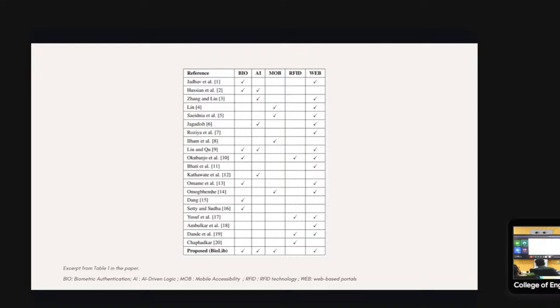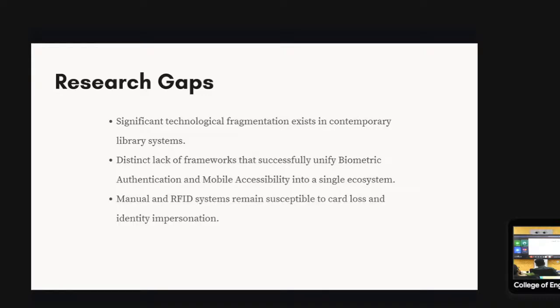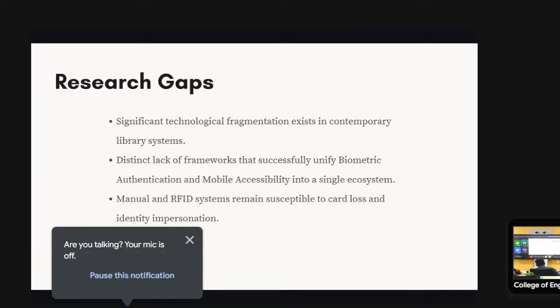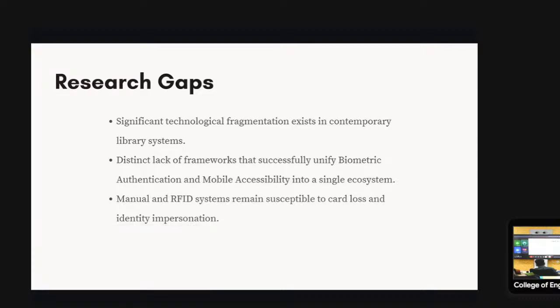But in the case of what we are proposing, that is the BioLab system, it combines all four necessary technologies: biometric authentication, AI, mobile accessibility, and web-based portals. Now we have identified some of the research gaps. As I have mentioned before, the manual and RFID systems always remain susceptible to card loss and identity impersonation. And we can identify no framework that unifies all the necessary technologies, but our framework unifies biometric authentication and mobile accessibility.